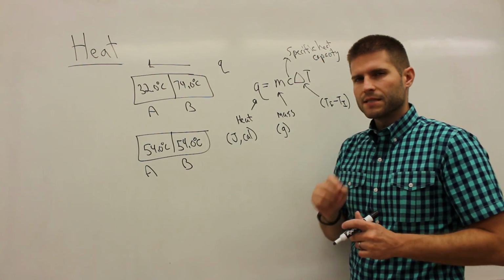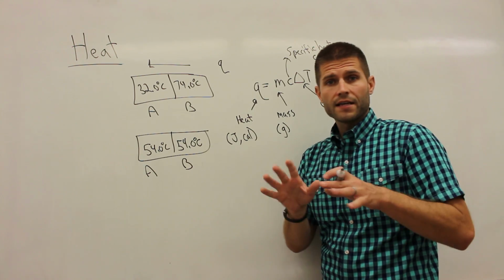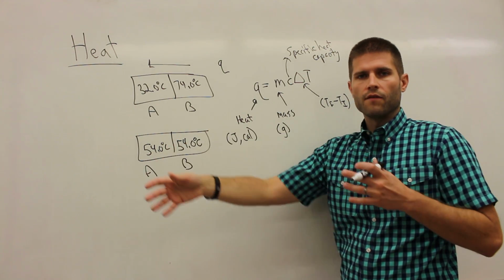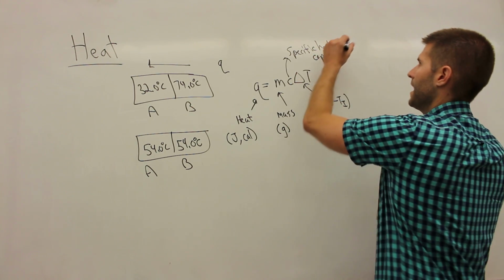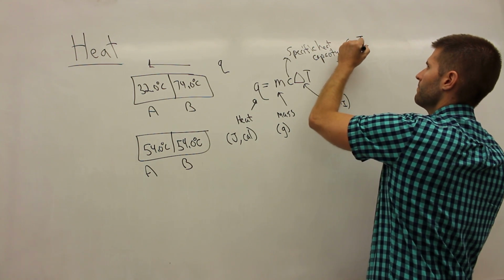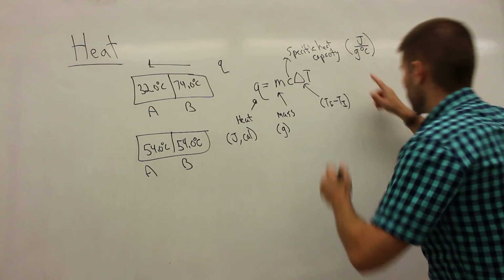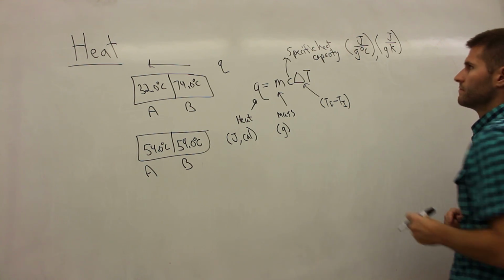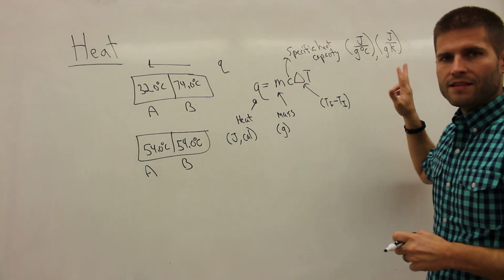Specific heat capacity is something special. It's a value that's unique to every substance. So it's a way of identifying substances, but it's also a way of identifying how much heat is needed to raise the temperature of that substance by a certain amount. So specific heat capacity has units of joules per gram degrees Celsius, or it also could have units of joules per gram kelvins. So these are two very specific types of units, but they're actually the exact same.